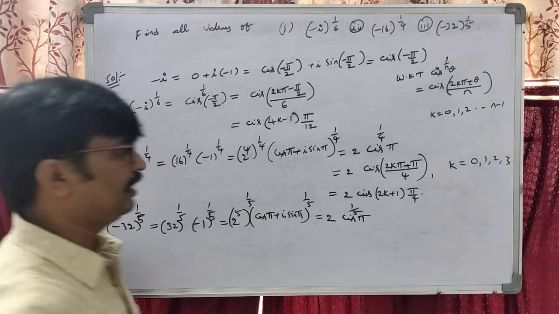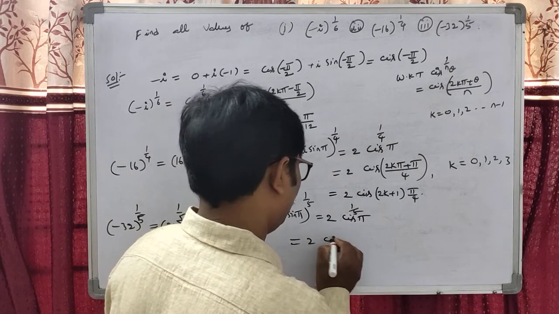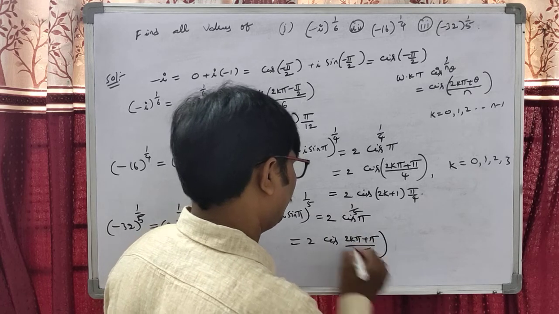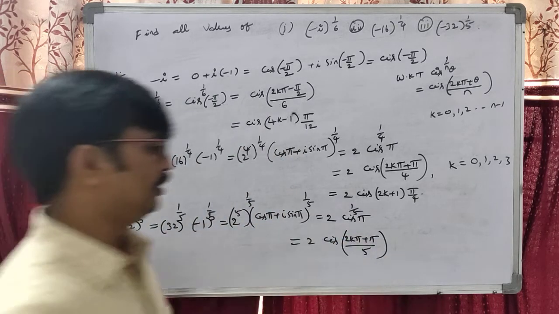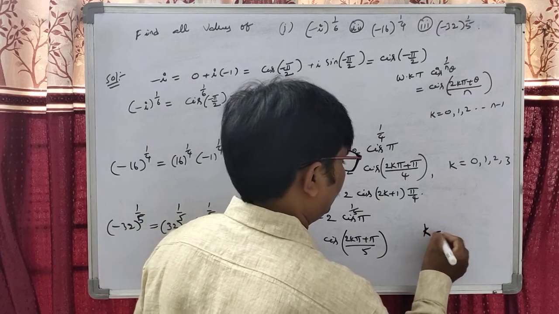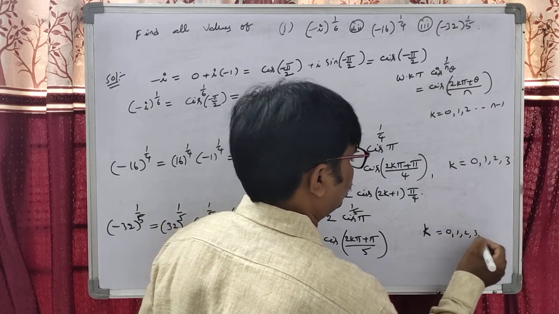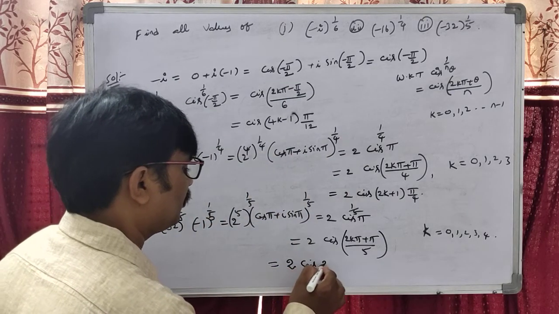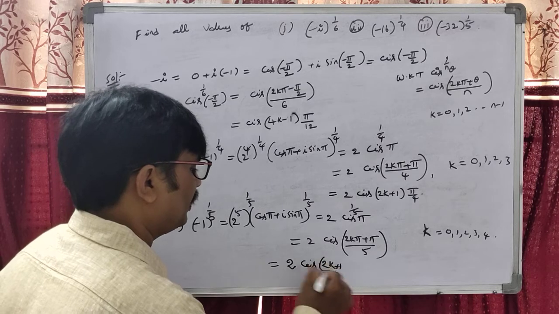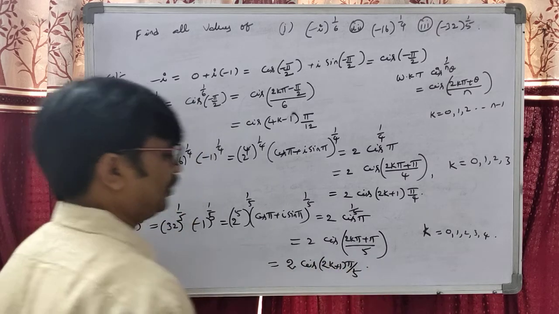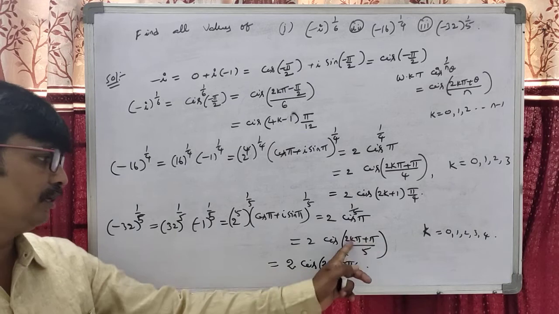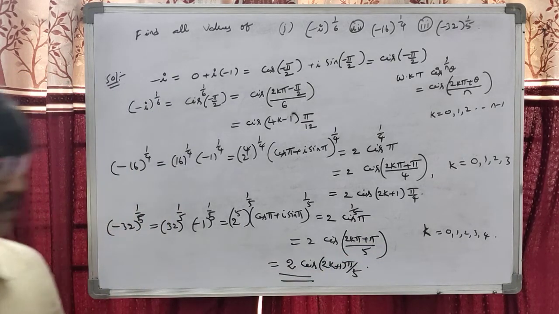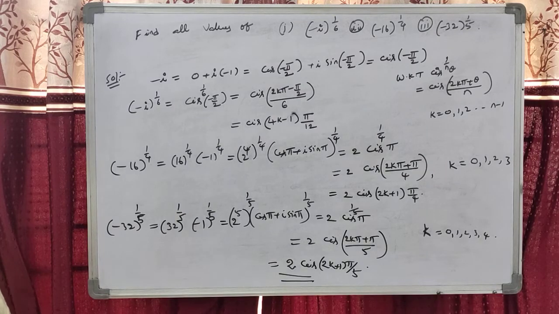How to write this, students? This is 2 into cis of (2k pi plus pi) upon 5, where k equals 0, 1, 2, 3, 4. After that, this is 2 into cis of (2k plus 1) into pi by 5. What is common? Pi is common: (2k plus 1) into pi by 5. So this is 2 into cis of (2k plus 1) into pi by 5.